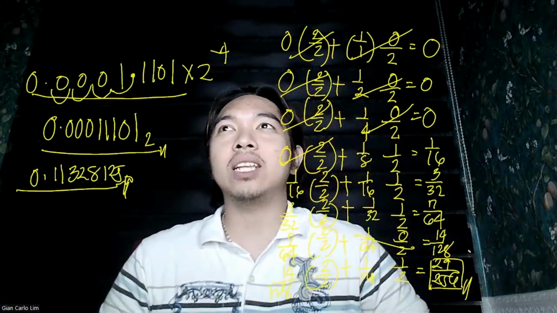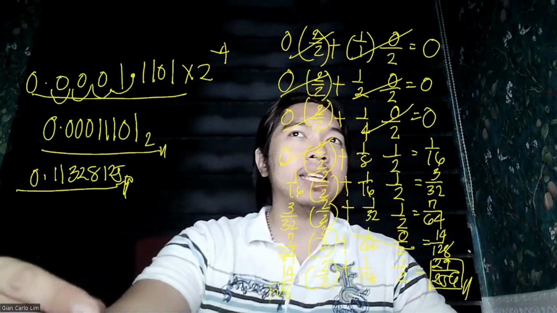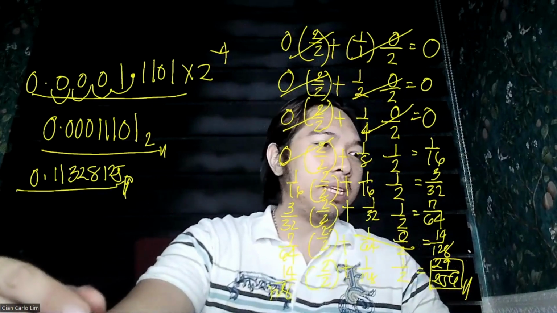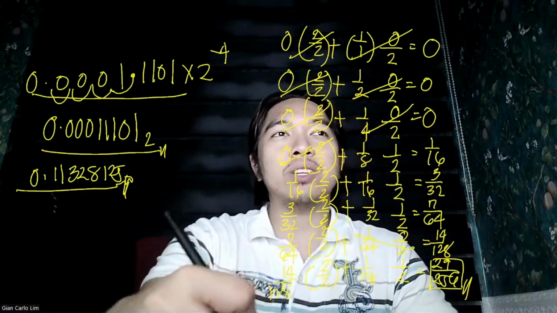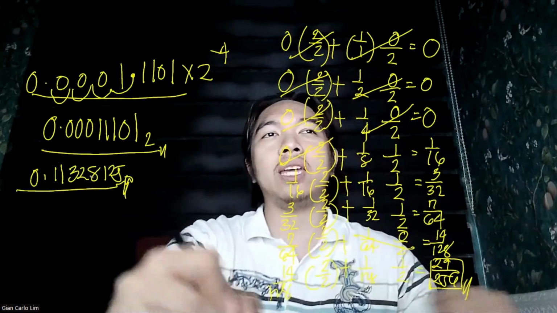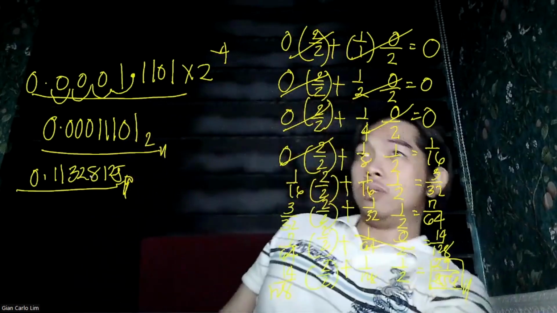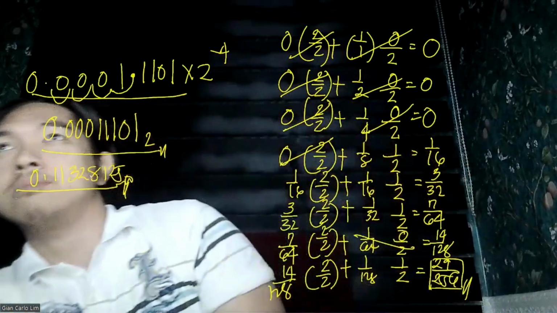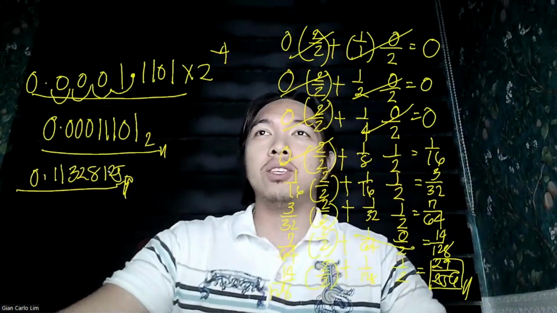So, ganyan lang natin siya kadaling nakukuha. And don't forget the sign. So, since positive siya kanina or zero siya, that would mean the answer is positive. Okay. So, therefore, the answer is positive 0.11328125. And that is now the answer. Okay? So, tingnan nyo na lang ito. Yan. So, in solution, hope nakikita ninyo.